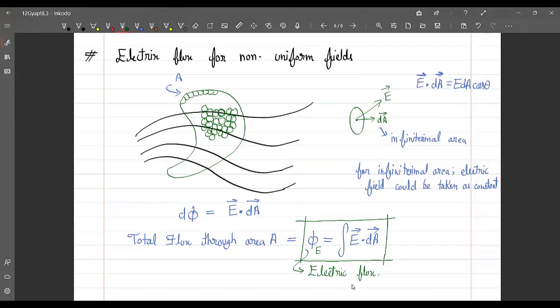Sir, A is not a circle. It's a random shape. It's not a circle, it's just a bent out area. That's why this is the most general formula. A is not a circle.